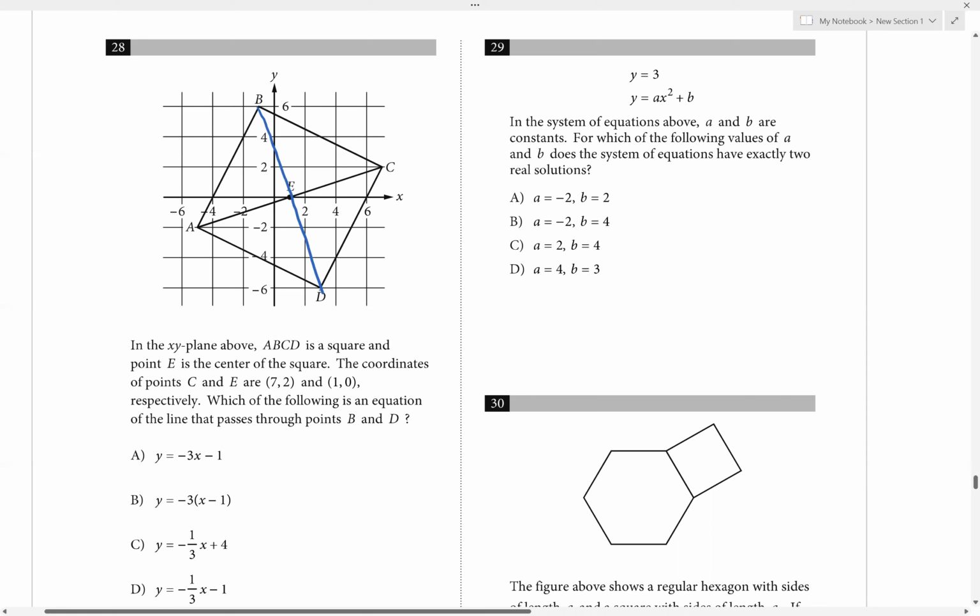Okay. So C is (7, 2) and E is (1, 0). That's what they told us. All right. So first, if you want to write out the equation, if you take a peek at the answer choices, all of them are in the slope-intercept form. Okay, so y equals mx plus b, where m is the slope and b is the y-intercept.